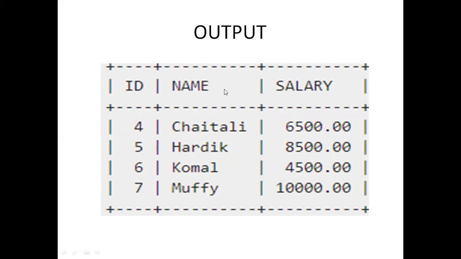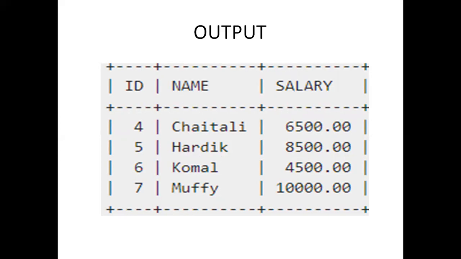I can give the condition by giving the name, by giving the ID, or by giving any column name. Now I can retrieve a record depending upon the name also. Select ID, name, and salary where name is equal to Hardik. I can give a specified condition.